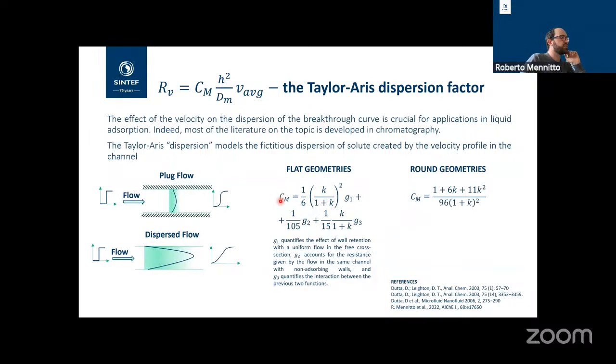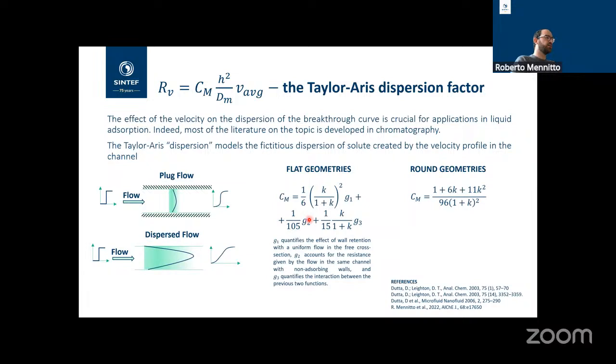The Taylor-Aris for a flat geometry can be written again as three main terms, term 1, 2, and 3, with the functions G1, G2, and G3. And G1 is the function that quantifies the effect of wall retention with a uniform flow. What does it mean? If we have a gas channel and we flow a step concentration inside, and we assume that the velocity profile is effectively a plug flow, there will still be an effect on the gas diffusion because of wall retention. And this is what quantifies G1.